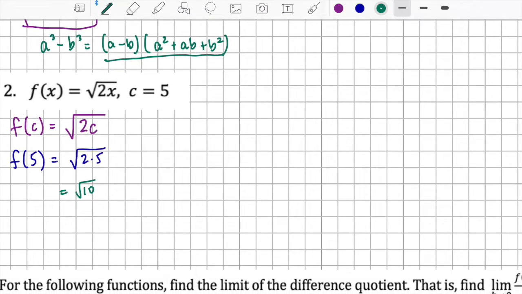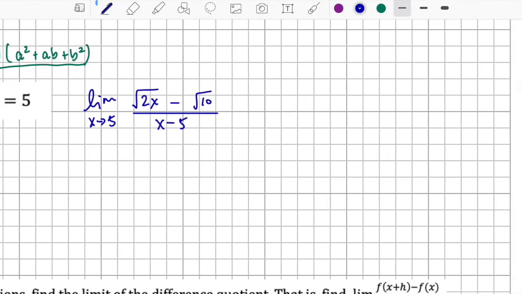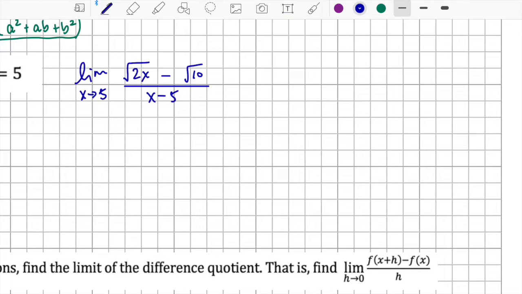Okay, so now let's set it up. So we have limit as x approaches c, but this time c is 5, and according to the average rate of change, it's f of x. So f of x is the square root of 2x minus f of c, where c is 5. I already did the work on the side, so that just gives me the square root of 10, divided by x minus c. x minus c, but c is 5. So there we go. That's how you set it up first.